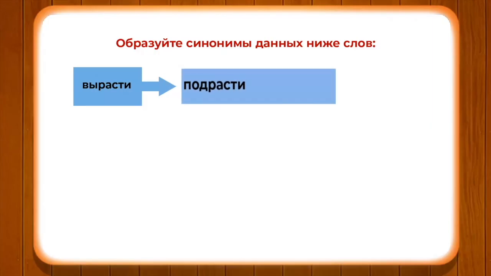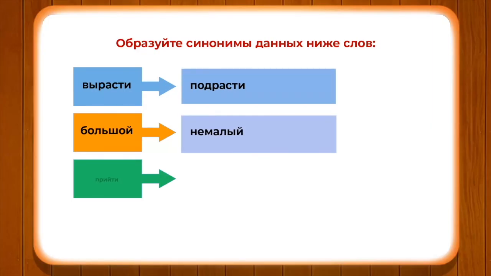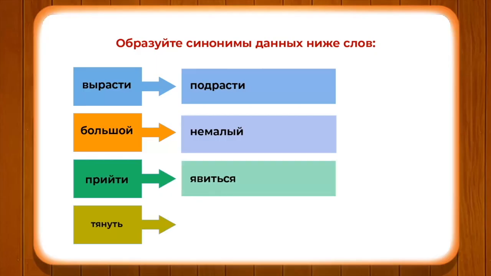Okay, let's read once again these words so that you can have a fair idea about their pronunciations. So first word we have вырасти. Can you repeat after me? Yes, you. Alright. Вырасти, подрасти, большой, немалый, прийти, явиться, тянуть, тащить. Right, that's good.